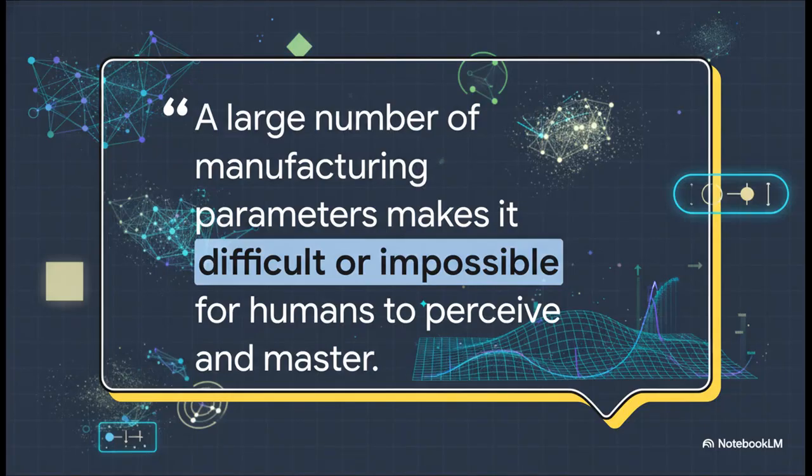And this isn't just a metaphor, it's a well-documented problem. I love how this 2024 paper from the journal Systems puts it. The sheer number of parameters makes it pretty much impossible for a human, even a super experienced one, to really perceive and master the whole system at once. That's the ghost in the machine we're trying to hunt down.